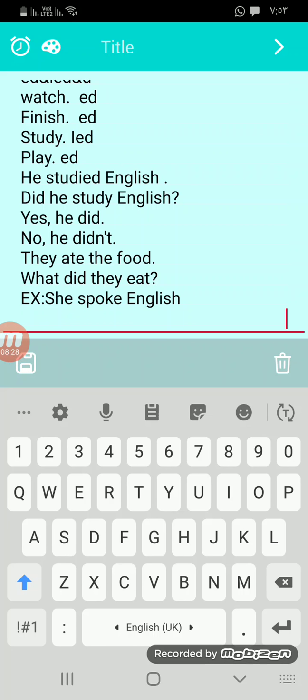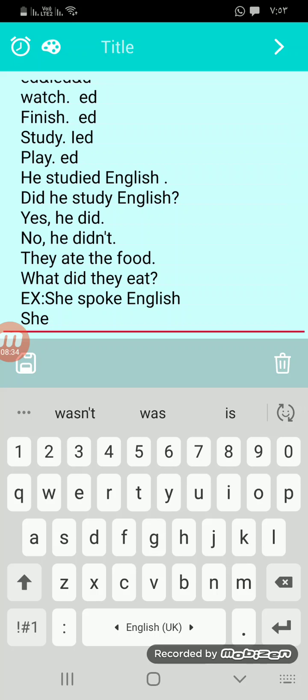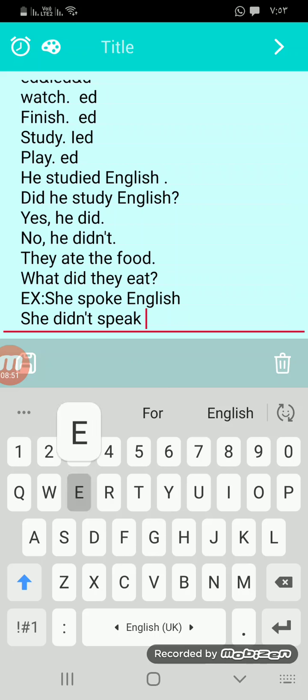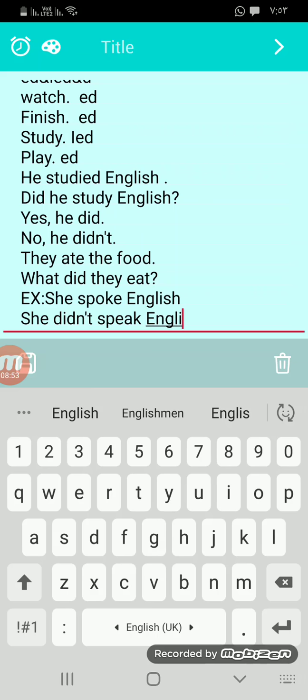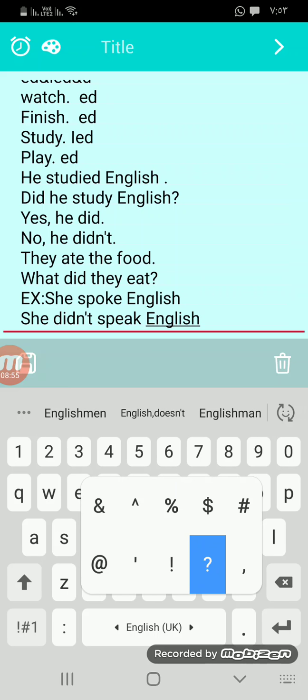So when we want to make a negative, we use didn't before the verb. And after you put didn't, change the verb into infinitive. So she didn't speak English.